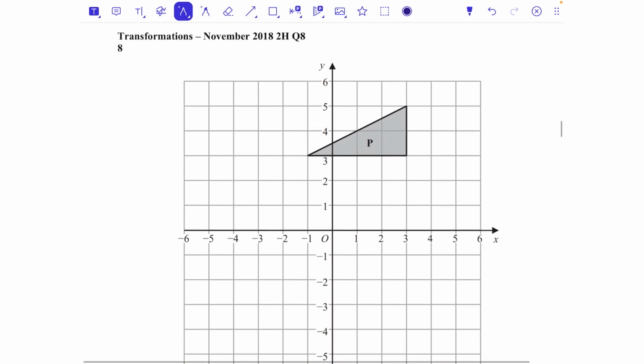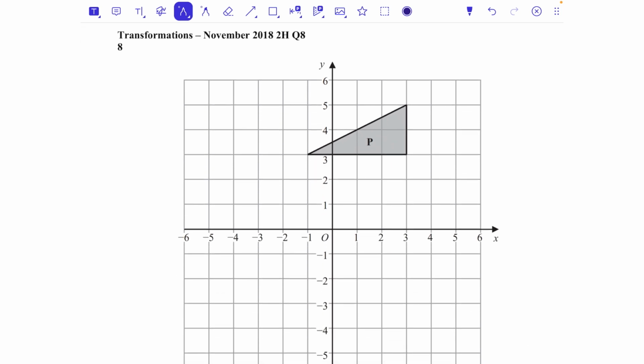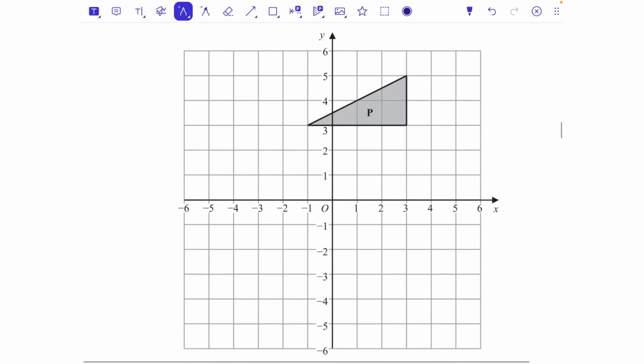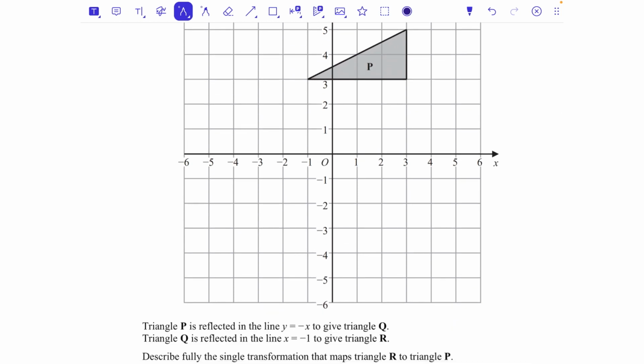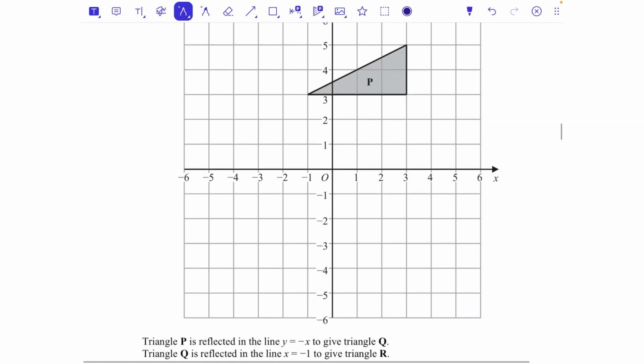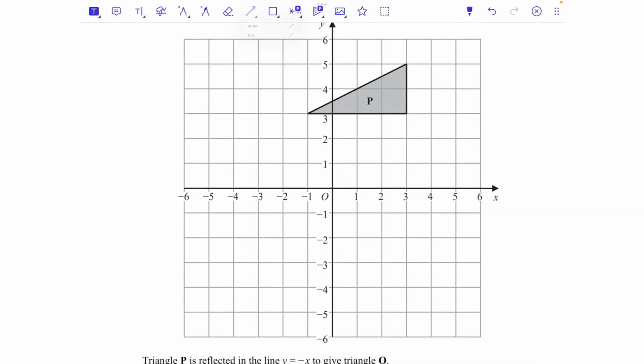Question number 8, next topic is transformation. So this was taken from November 2018, again paper 2, and we need to reflect. So triangle P is reflected in the line y equals minus x. Now the line y equals x looks like this, going this way through the origin, through the point 1, 1, 2, 2, 3, 3, 4, 4. The line y equals minus x is going the other way. So it's got a negative gradient, which we would expect. That is the line y equals minus x. And we need to reflect in that line first. So when you are doing a diagonal reflection, you need to count diagonal squares.